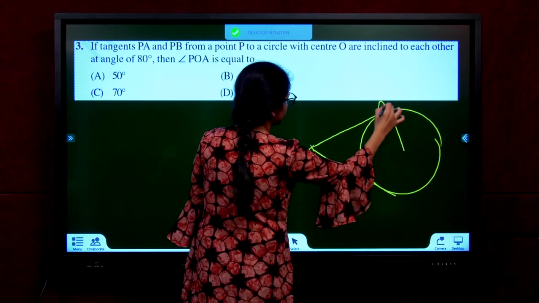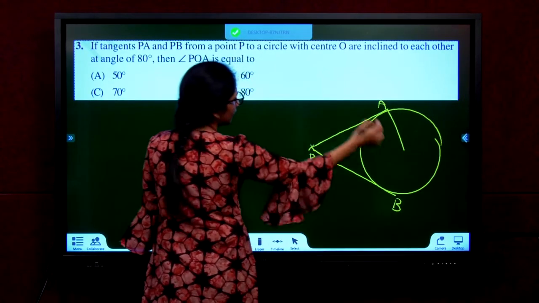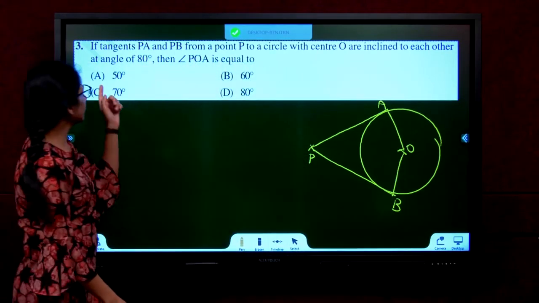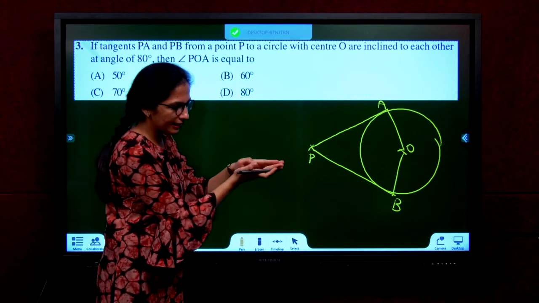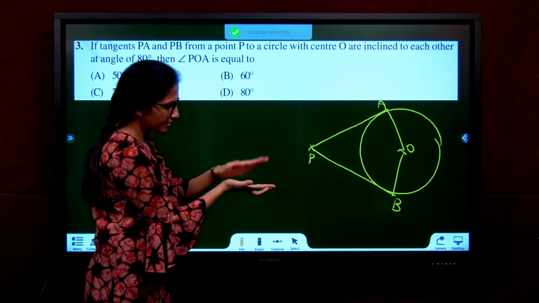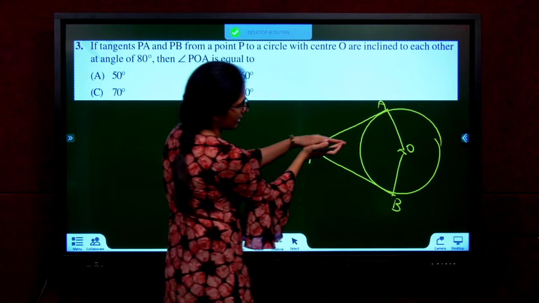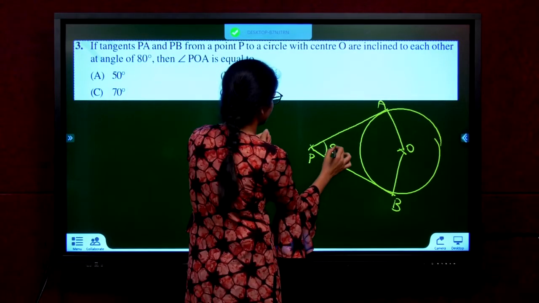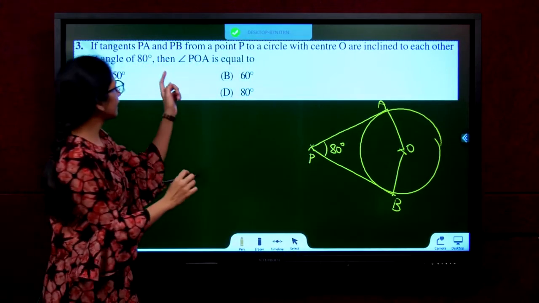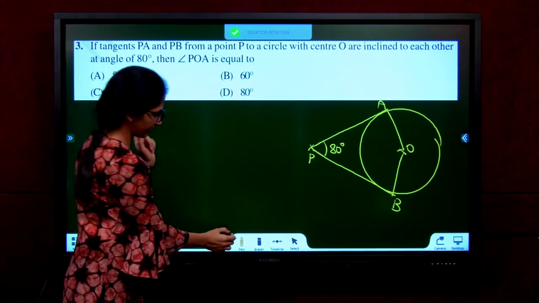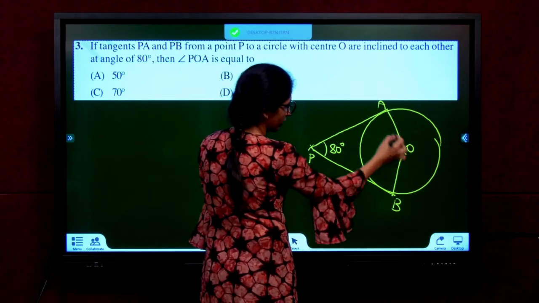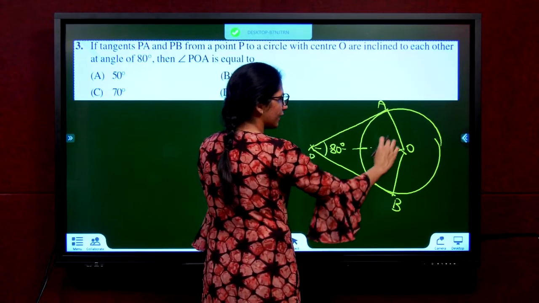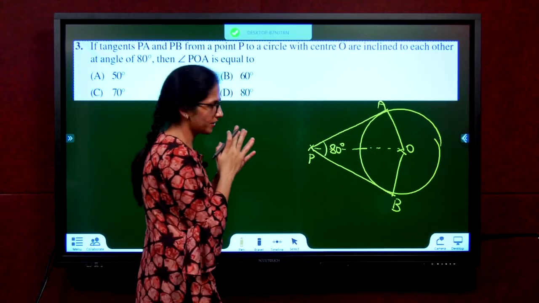If tangents PA and PB, from a point P, we will draw tangents PA and PB to a circle with center O, are inclined to each other at 80 degrees. Inclined means this angle. Then angle POA is, I want not AOB, I want POA. First I will find AOB, then we'll see what to do about POA.